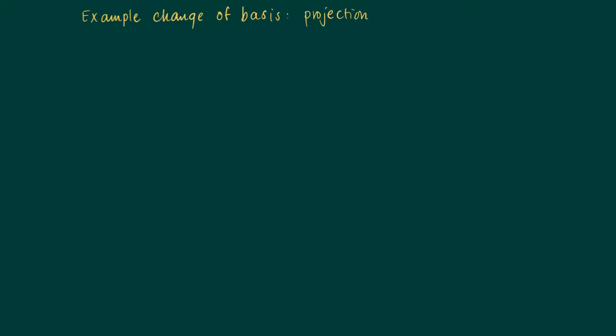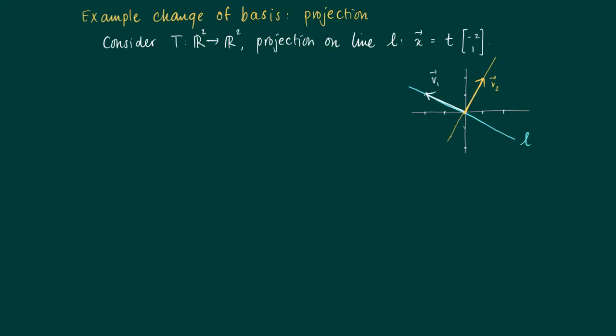The following example of a change of basis is the projection. I will show that the projection actually allows for a nice interpretation in terms of its matrix. Well, consider the following projection on a line L, which has direction vector (-2, 1).